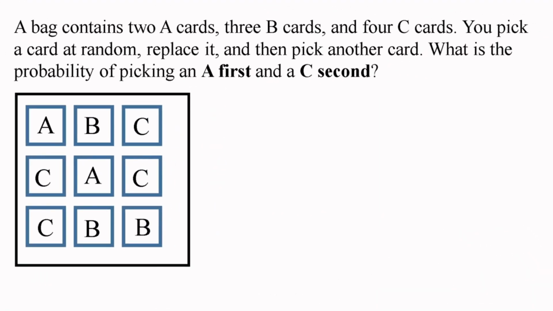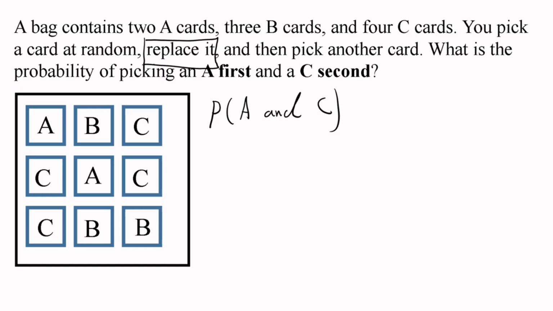A bag contains 2 A cards, 3 B cards, and 4 C cards. You pick a card at random, replace it. This is the word that changes everything. And then pick another card. What is the probability of picking an A first and a C second? So I want to find the probability of A and C. Why did I tell you that "replace it" is the word that changes everything?